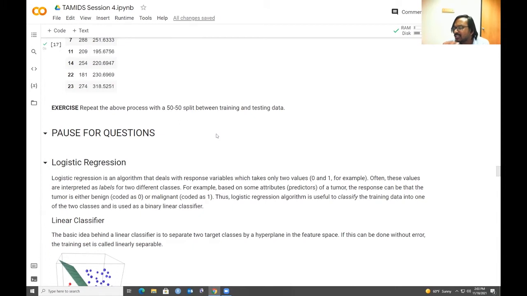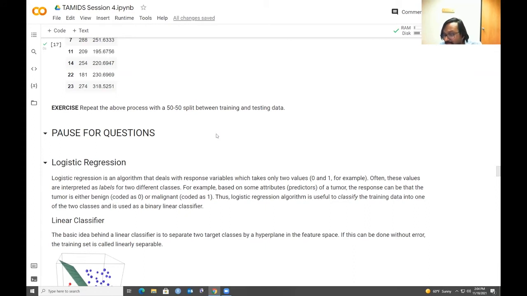In the case of logistic regression, we often tackle situations when the response variable consists of labels for two different classes. As I talked about, in the case of patients, the response variable is either that their tumor is a benign tumor or a malignant tumor. So you can code the benign tumors as 0 and the malignant tumors as 1. That makes the analysis very convenient.